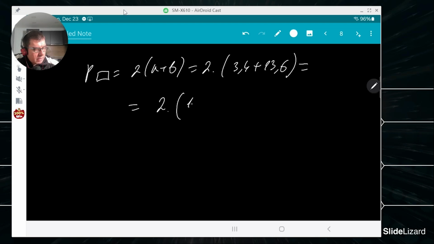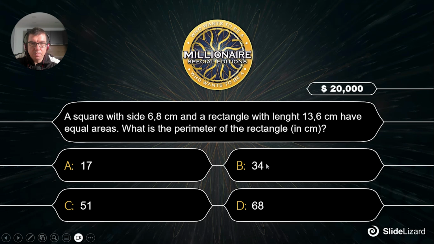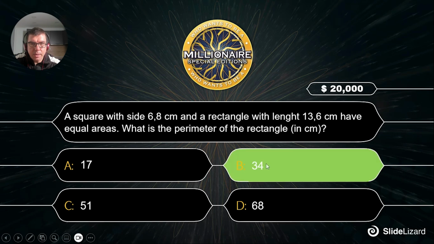16, 17, and this is 34 centimeters. Okay, we got to the answer. Let's see if it's correct. 34b. Yes. It's not easy to divide these numbers without a calculator, but it's necessary. We have to get used to and feel comfortable with operations with numbers without a calculator, okay?